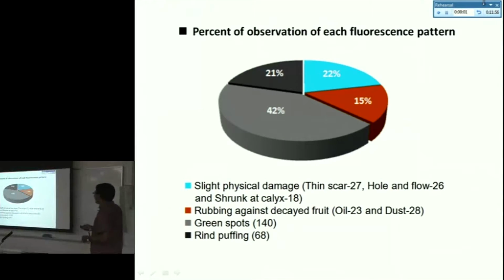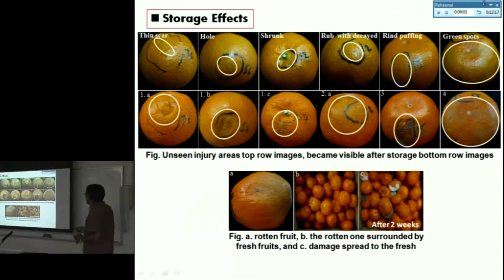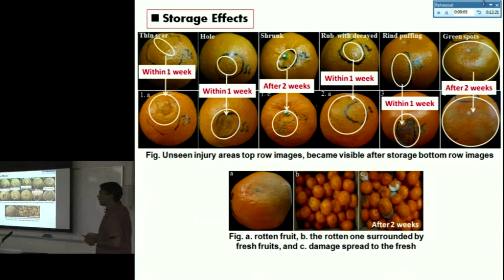And then this is the percent of observation of each pattern, where we can see the green spots have the major contribution, and the slight physical damage and rain puffing both have the same contribution, around 20%, and the lowest contribution is the rubbing against decayed fruit. And then we checked the same fruit, what the significance of these fluorescence types is for fruit quality.